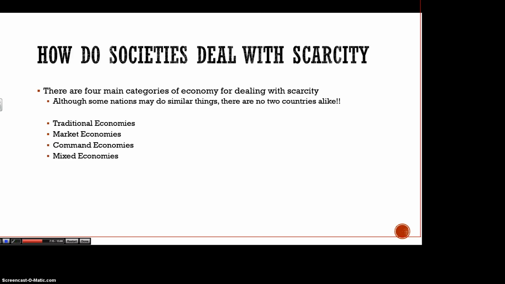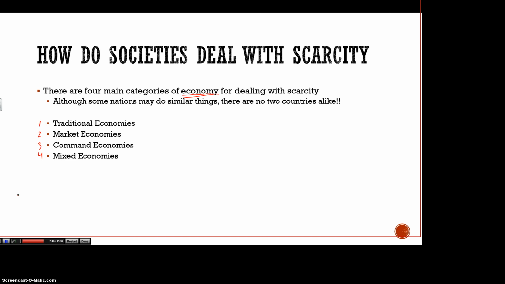So how do societies deal with scarcity? There are four main categories of economy, and what that means is the way in which they organize themselves. And they deal with scarcity in their own ways. Although some nations might do something similar, they might divide their resources similarly, no two countries are actually alike. Now there are four different examples we'll look at today. 1, 2, 3, 4. And each of these is different and yet similar.